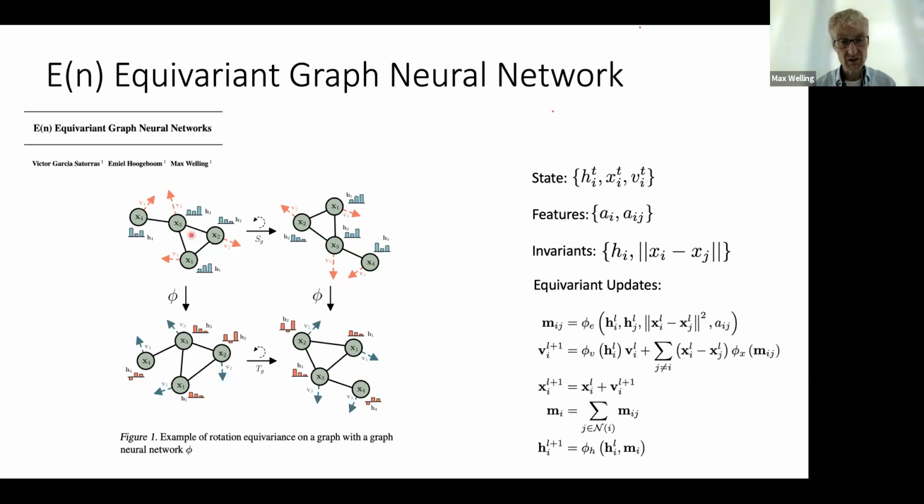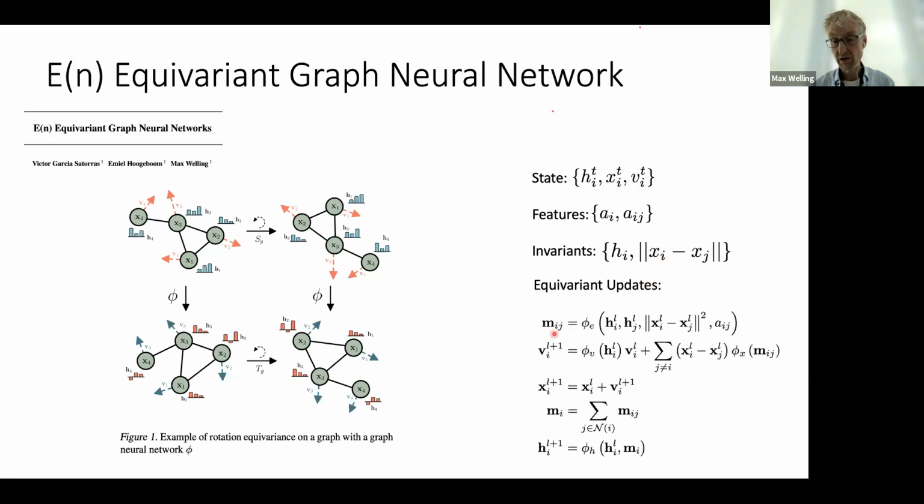And what we want is, if we take the molecule and we rotate it, and then we do our filtering operation or analysis or message passing, that should be the same as first doing the filtering operation and then doing the rotation. Again, that's the equivariance property. Now, in slightly more detail, we have a state. The state is these feature values h, positions x, and velocities v. There are fixed features ai and aij living on the node and the edge. There's a bunch of invariants that don't transform under rotations, which are the features h on the nodes, and for instance, distances like this. And then finally, we're going to do our message passing.